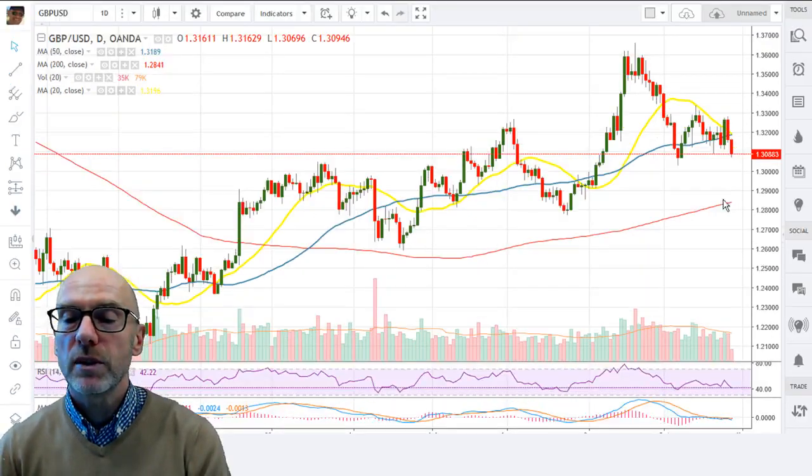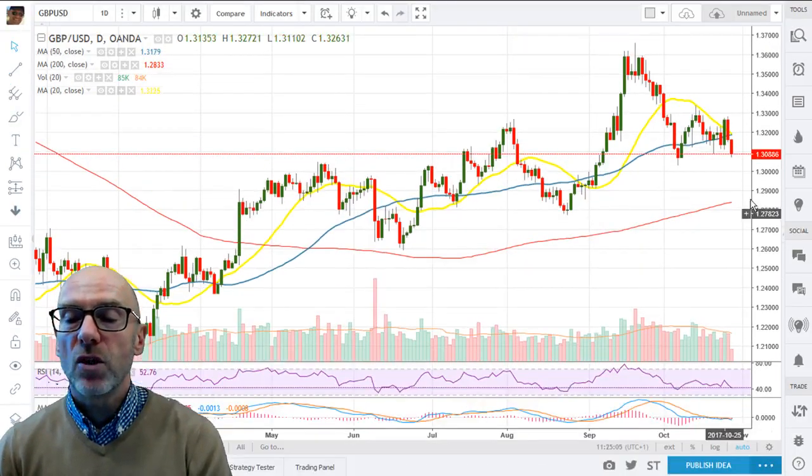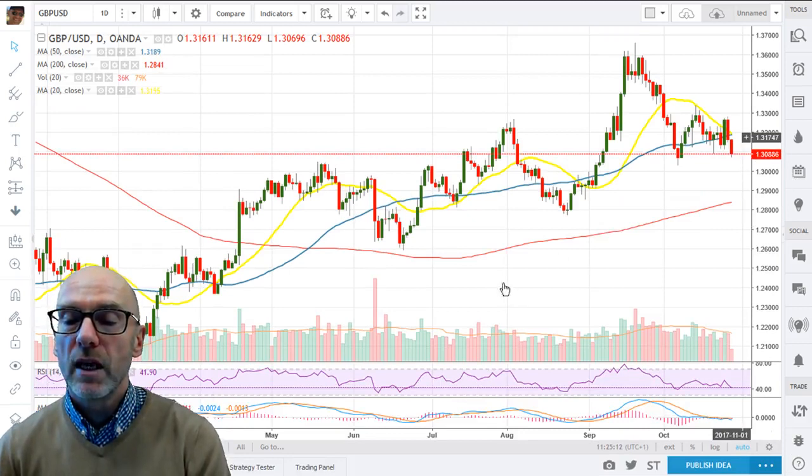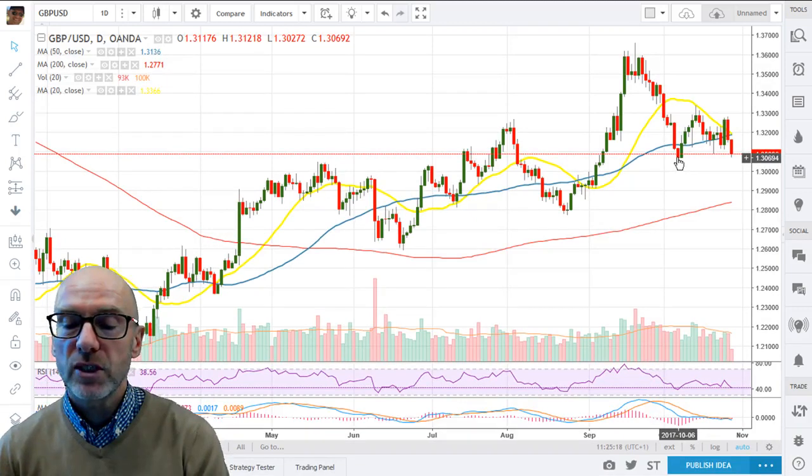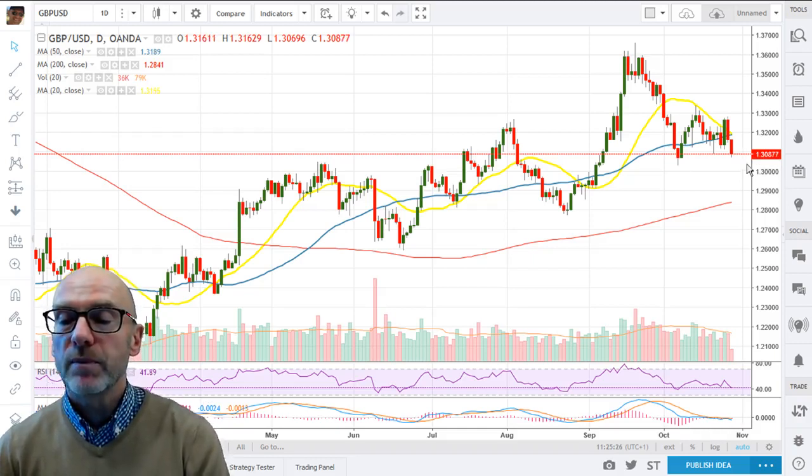On the pound, again dollar strength. The pound has fallen through the week, does seem to be finding support from these lows from early October, so that takes us down to 130.50. That's a key support level. The 50-day still moving up, but we're getting resistance from the downtrending 20-day, and that seems to be the dominant at the moment. So it's quite important that support holds.